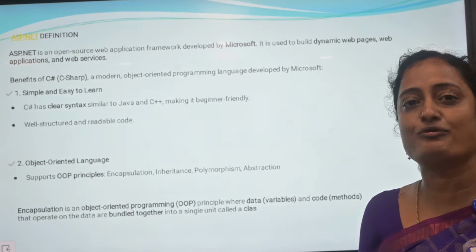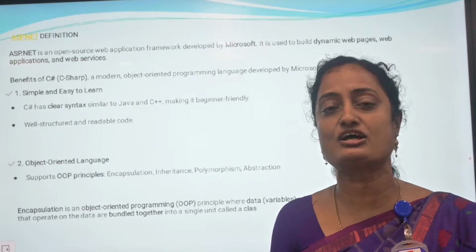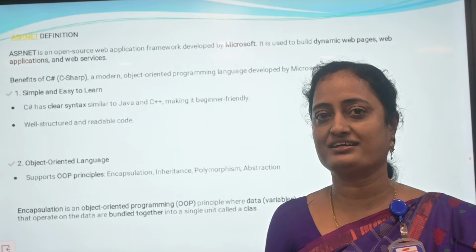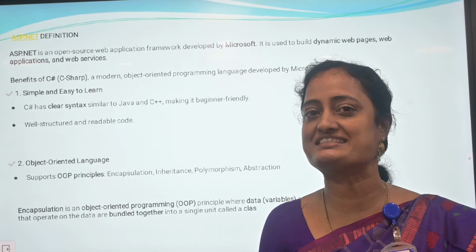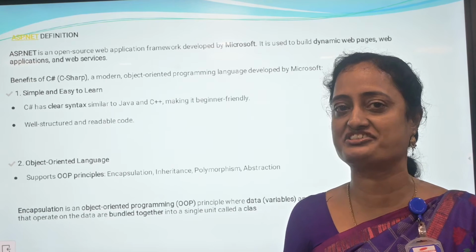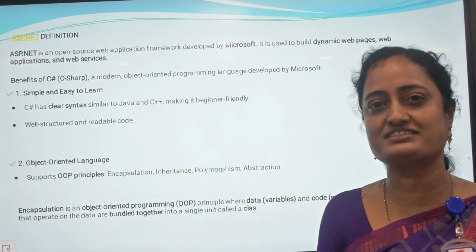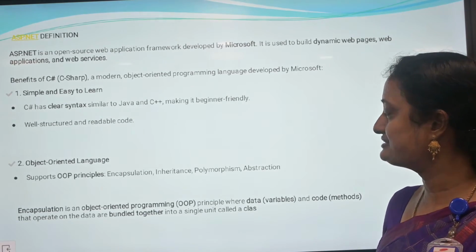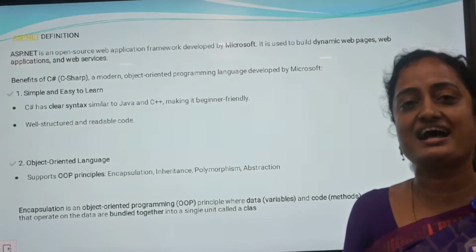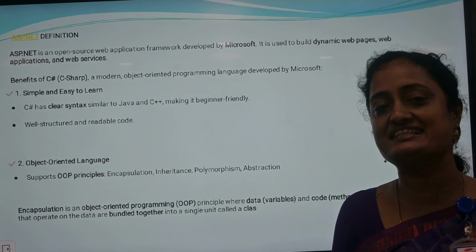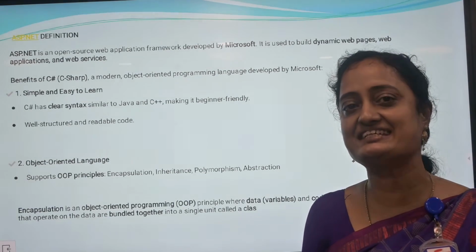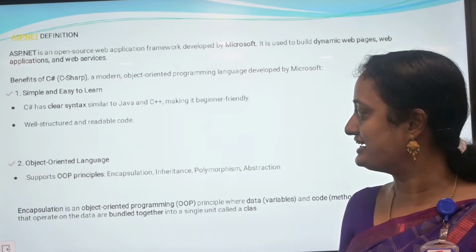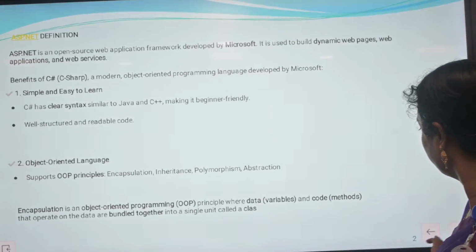Next we'll see about polymorphism. Polymorphism means more than one form. The best example is the draw function. With the draw function we can draw a circle, rectangle, square, etc. Next we'll see about abstraction: hiding unnecessary details and showing the necessary data of an object is called abstraction.